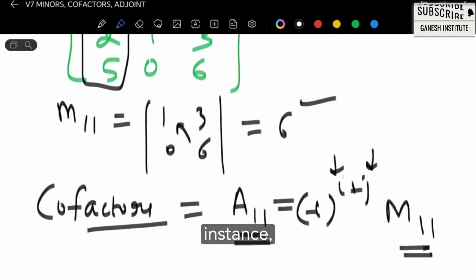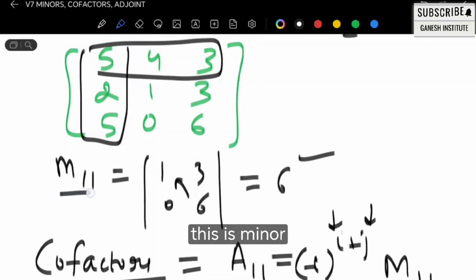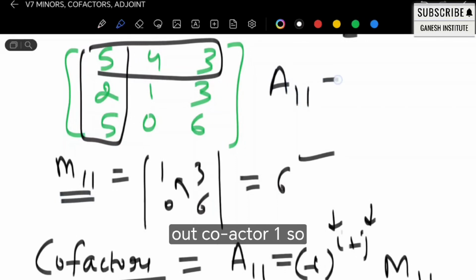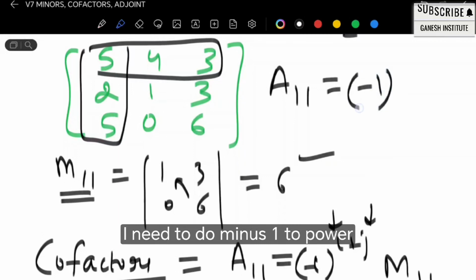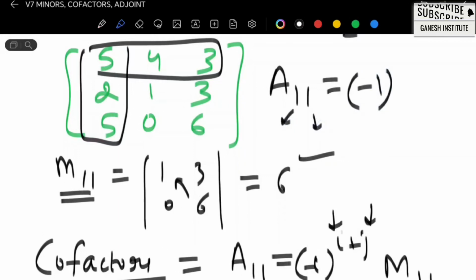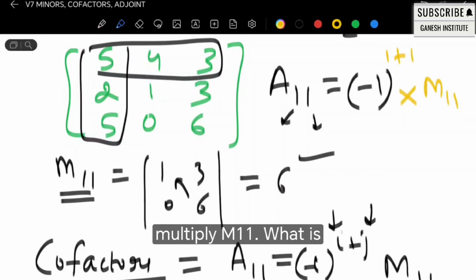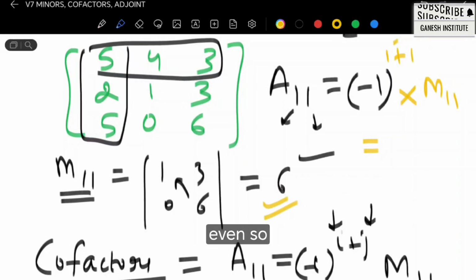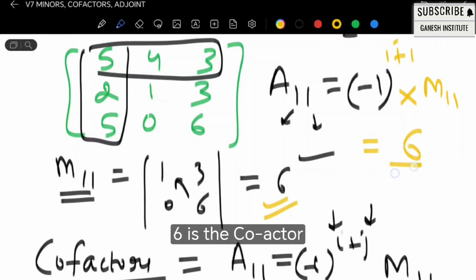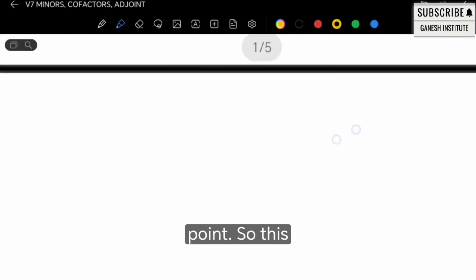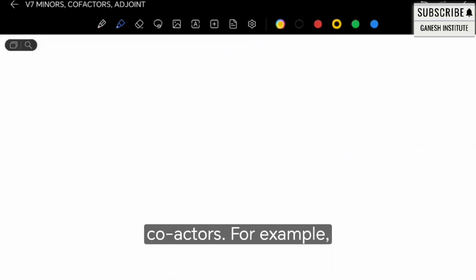So for instance, this is minor 1 1, and if I have to find the cofactor 1 1, I need to do minus 1 raised to power i plus j, that is 1 plus 1, multiply by m11. What is m11? Which is 6, and minus 1 raised to power 1 plus 1 is minus 1 to the power 2, which is even, so 6 is the cofactor also. Getting my point? So this is how you calculate cofactors.